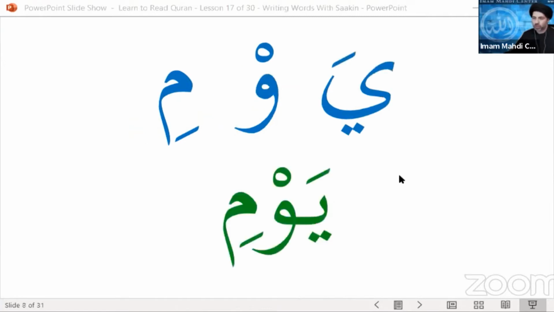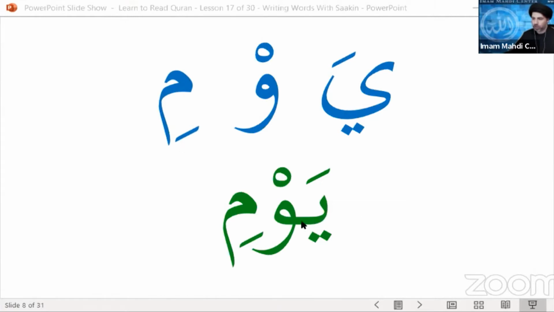Our next word has three letters also. So we have a ya with fatha and waw with Saakin. So we connect these two together. The ya with fatha is pronounced ya. Then we add the waw sound to it. It becomes yaw. And the mim with kasra is me.